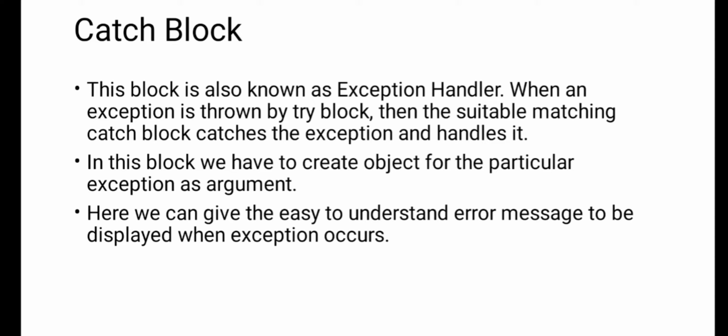One try block can have multiple catch blocks, and according to the exception that occurs, the try block will throw the exception to the respective catch block. When an exception is thrown by a try block, the suitable matching catch block catches the exception and handles it. In this block we have to create an object of a particular exception as an argument, and here we can give an easy to understand error message to be displayed when the exception occurs.